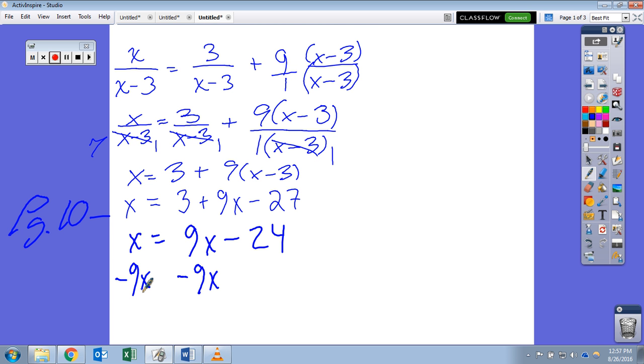Negative 8x. It is negative 8x. And then negative 8x divided by negative 8 equals, what it equals, negative 3. Divide by negative 8. Oh, actually positive 3.